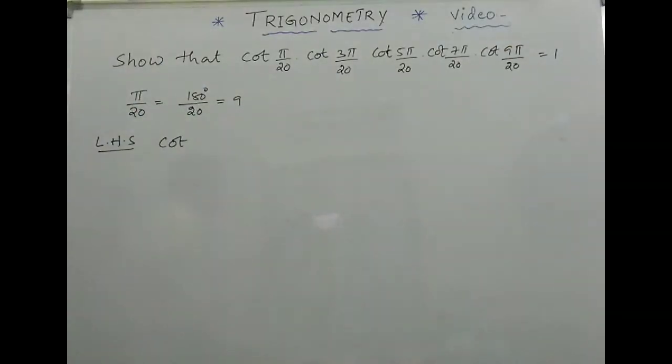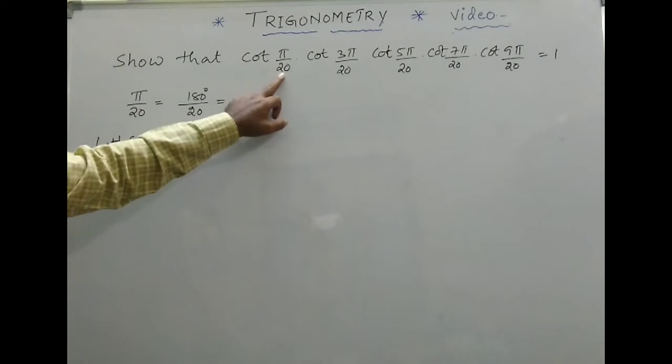Then here is question number 1. Show that tan pi by 20 into cot 3 pi by 20 into cot 5 pi by 20 into cot 7 pi by 20 into cot 9 pi by 20 is equal to 1. So especially look at the angle pi by 20.